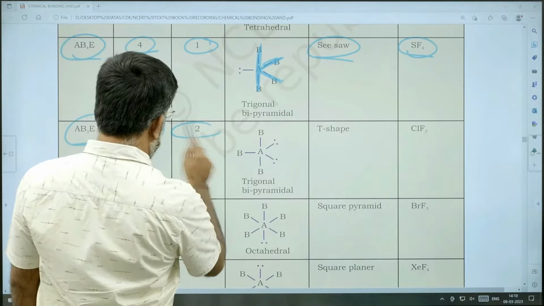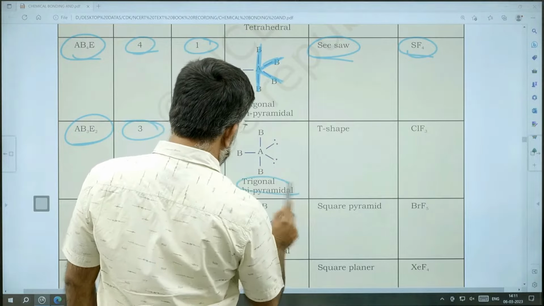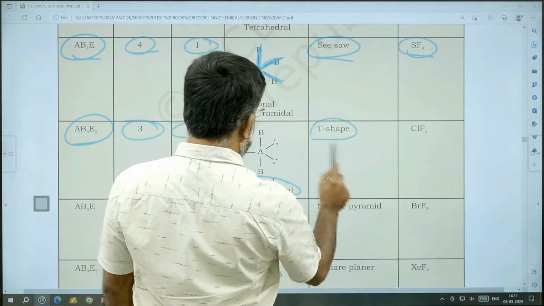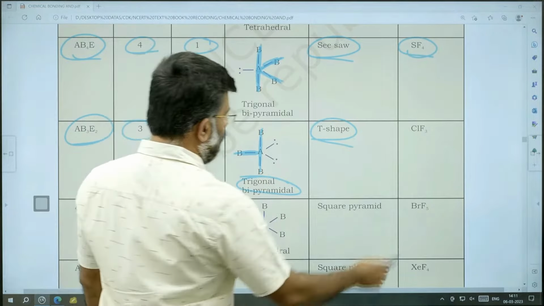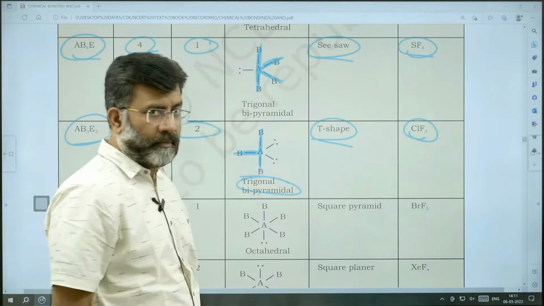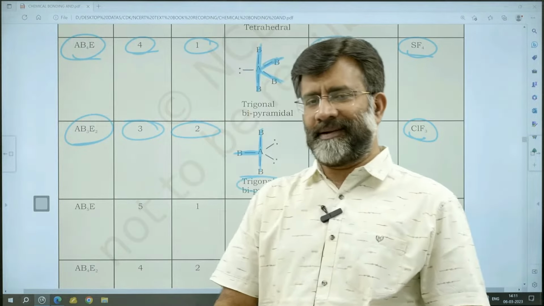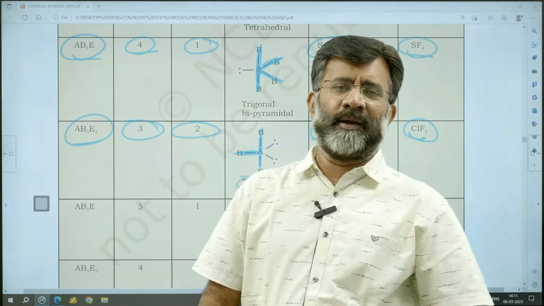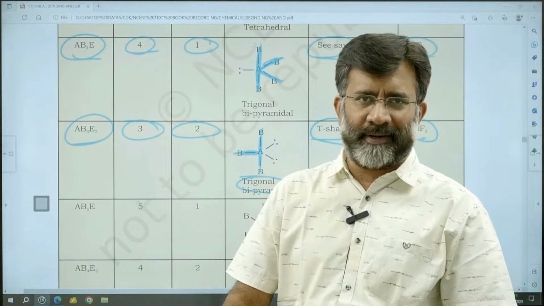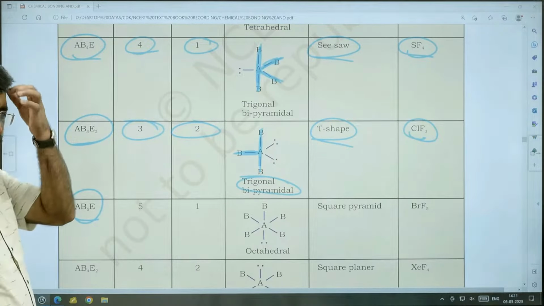Next one AB3E2 type. 3 bond pair and 2 lone pair. Total 5, 1, 2, 3, 4, 5. Again the same system, but the shape is T shape. This is bend T shape. Example ClF3. Remember, bend T shape. Sir, why bend T shape? Bend T shape because there is lone pair. Lone pair will always create a disturbance in the regular geometry.